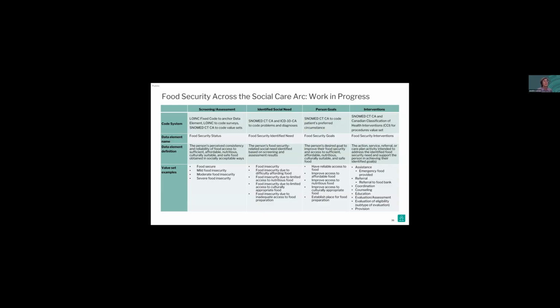ICD-10-CA could be mapped to these codes for use cases that require data aggregation. Food security patient goals could be captured with SNOMED CT again, for concepts that want improvement to reliable access to food or establishing a place for food preparation. And finally, interventions can be coded with SNOMED CT-CA and CCI to name procedures related to assistance, referrals, coordination, counseling, and others.